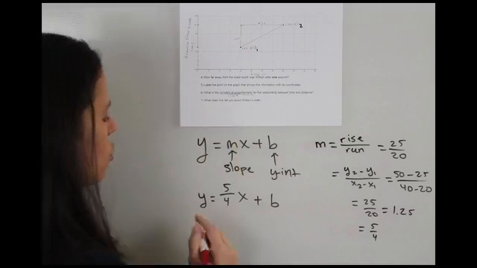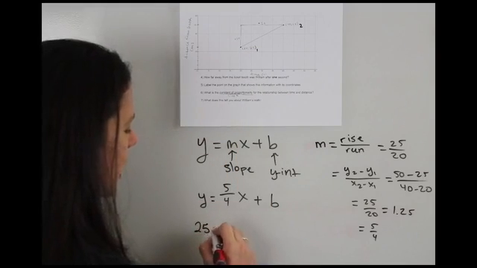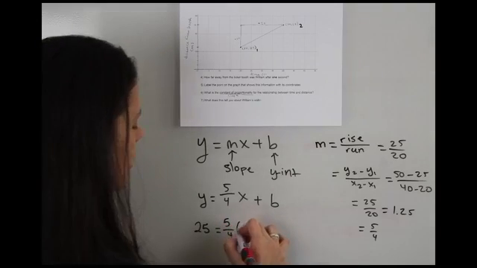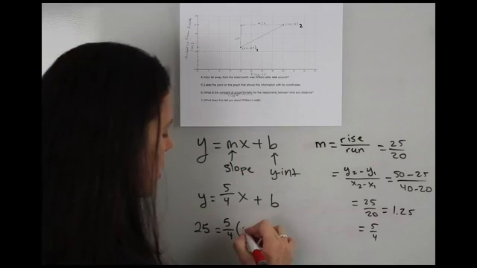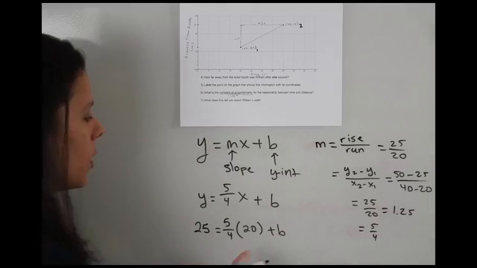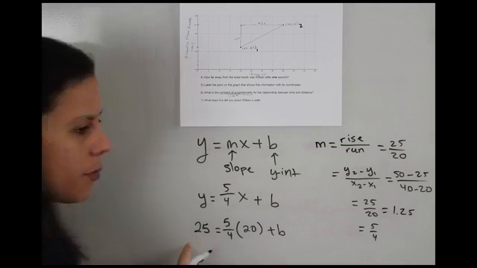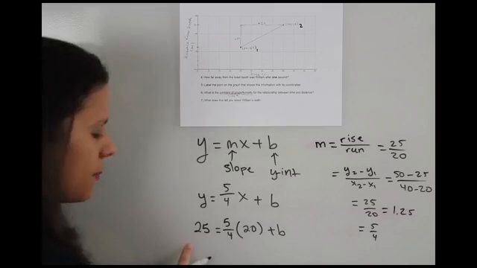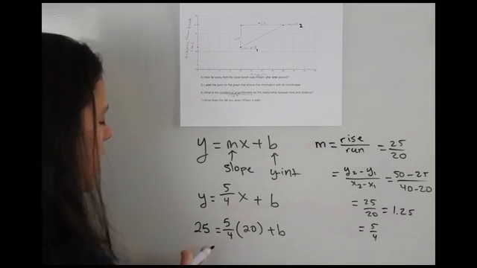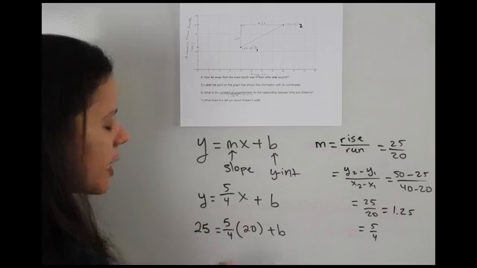So I'm going to choose 25 is equal to 5/4 times 20, which is the x, plus b. Now we only have one variable and we can solve for that. Okay? All right. And you're welcome to use a calculator here. That's completely fine. So how much is 5/4 times 20?